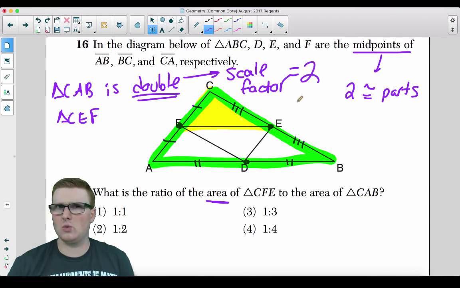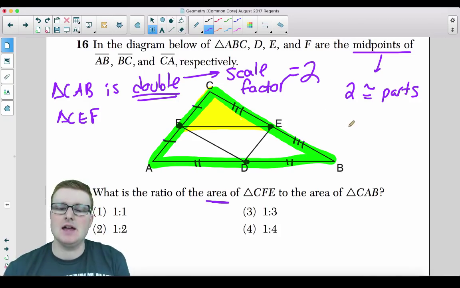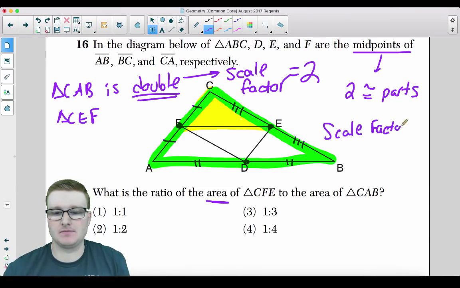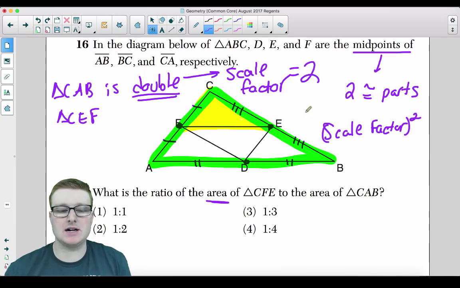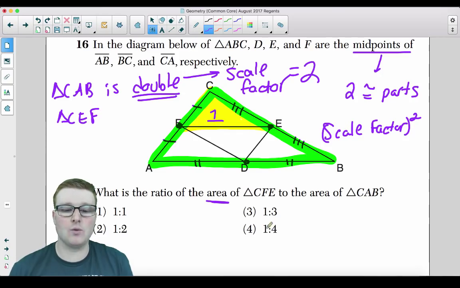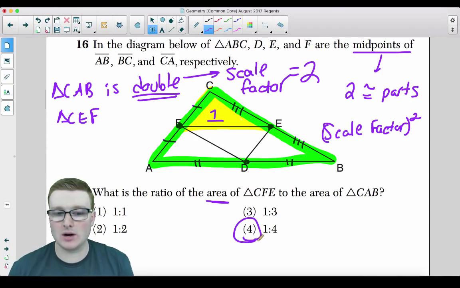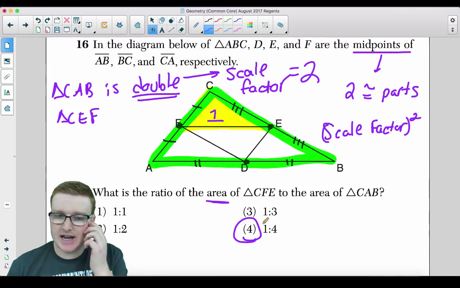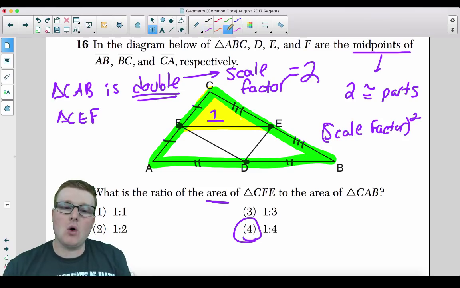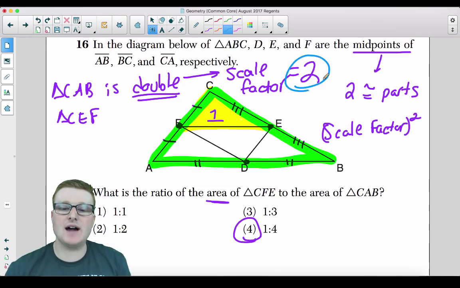Okay. So what are you trying to say here, Trevor? Let me tell you. The relationship between the area is always the scale factor squared. So what I mean here is that the relationship between the yellow triangle, which I'm going to call a relationship of 1, to the green is a ratio of 1 to 4, which is choice 4. And if you still don't understand that, I'm trying to think of a better way to explain this. All you need to know is that the scale factor is 2.